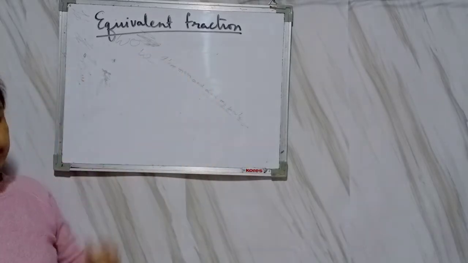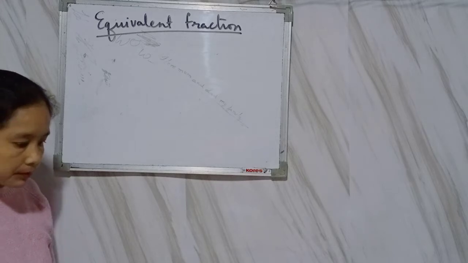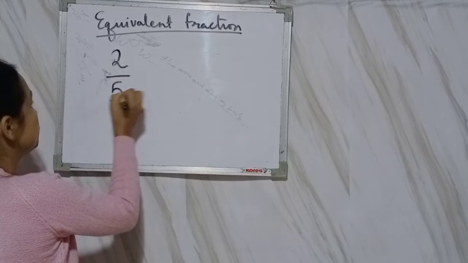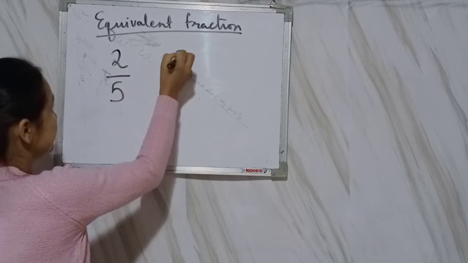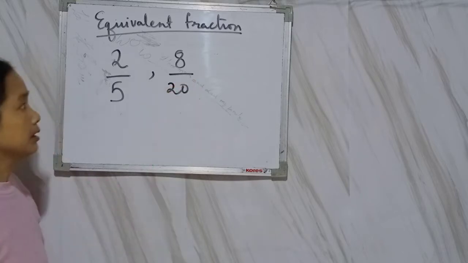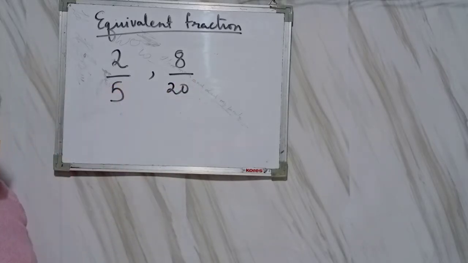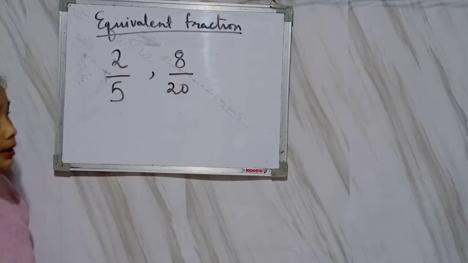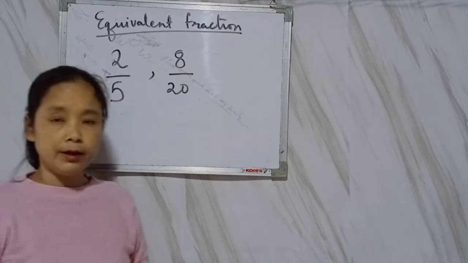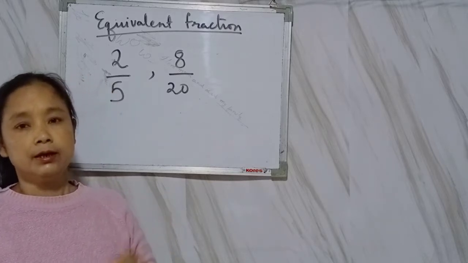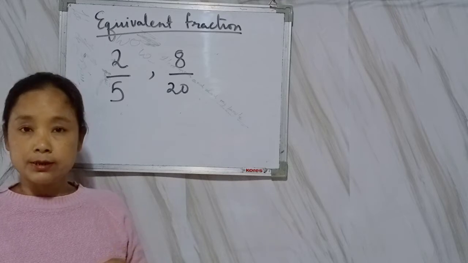Today we will learn what is equivalent fraction. So, suppose you have 2 by 5. Then, here you have 8 by 20. So, look at here. Here you have 2 by 5 and 8 by 20. Then, to know whether the fractions are equivalent or not, you will reduce it into lowest term.